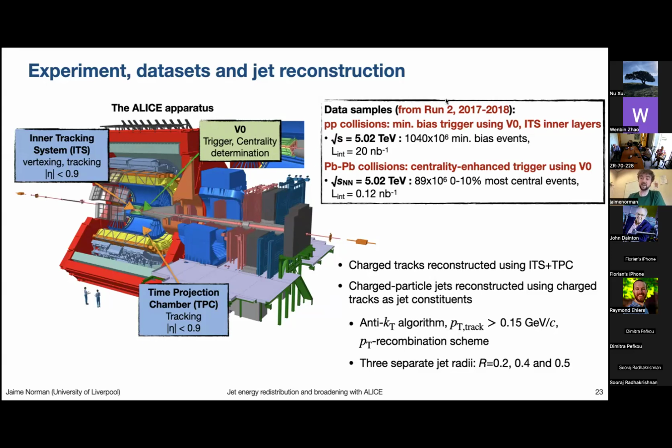Using data samples from run 2, a proton-proton data sample consisting of around 1 billion minimum bias events, and a lead-lead sample consisting of around 90 million central events. These charged particles are clustered into jets using the anti-kT jet algorithm, and the analysis is done for 3 separate jet radii. Narrow jets are R equals 0.2 jets, and wider jets are R equals 0.5 jets.